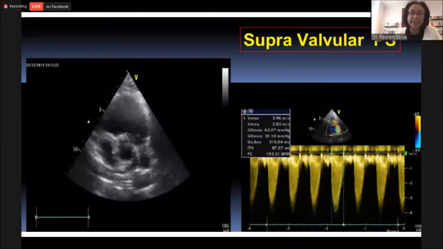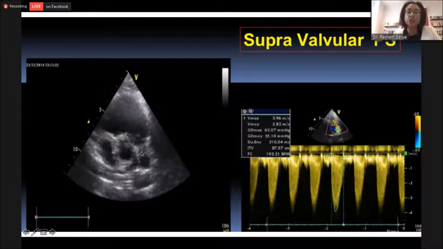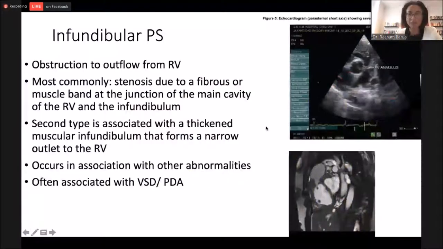Okay, and this is an example of supravalvular pulmonary stenosis, and we see this in conditions such as Williams syndrome. So why do we get subvalvular stenosis? This is also sometimes known as infundibular pulmonary stenosis. So we've got obstruction to the outflow from the RV below the level of the valve.